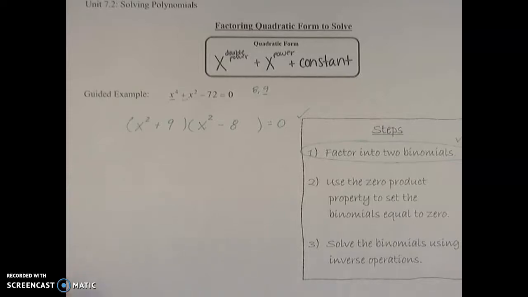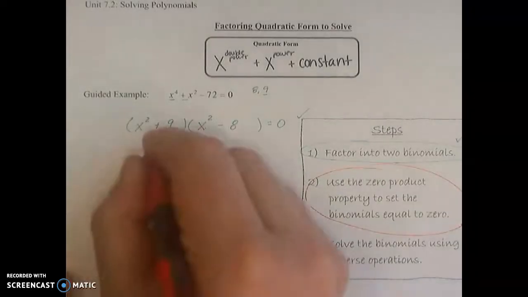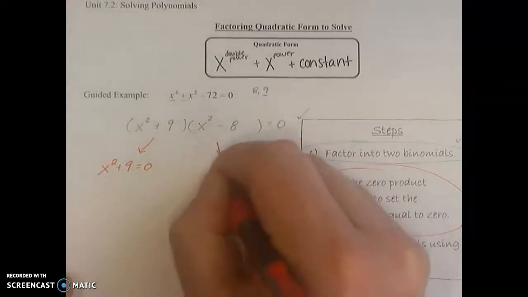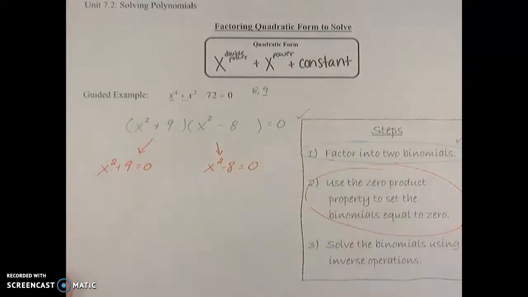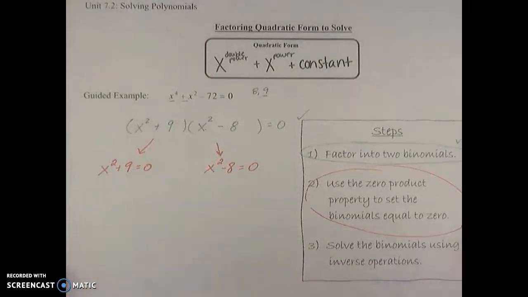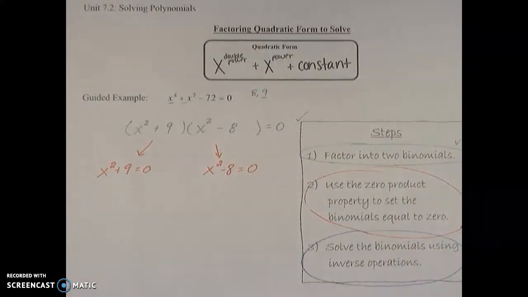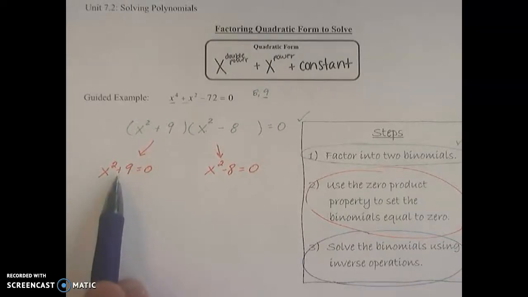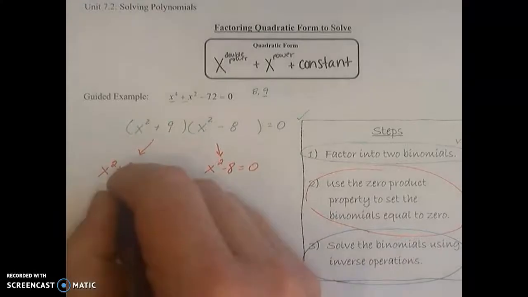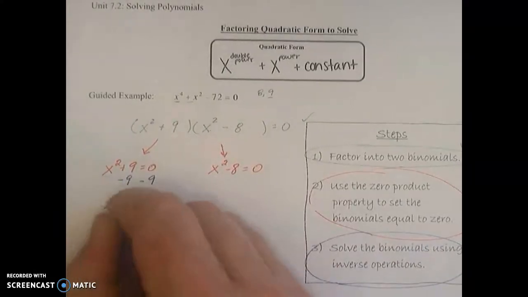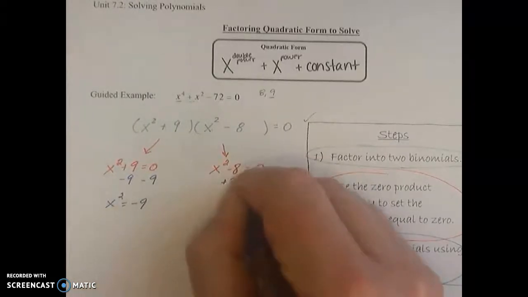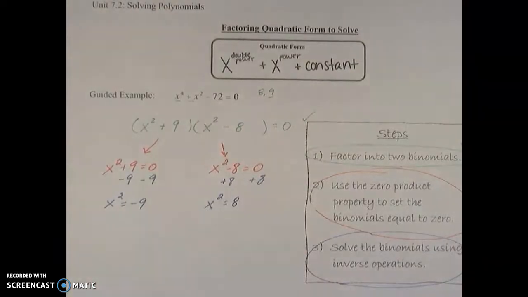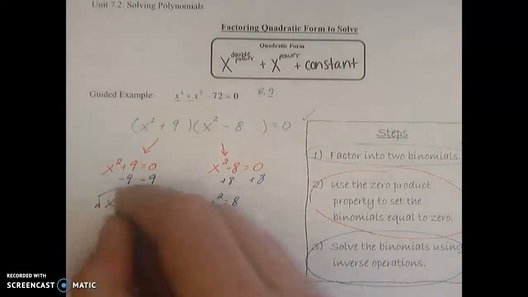Our next step, we're going to use the zero product property to set these equal to 0. Well, here goes the first factor equal to 0. Here goes our second factor equal to 0. And now we get to solve. Okay, we're going to use our inverse operations. Remember, when there's no middle term, quote unquote, or another term that just has an x, so we have an x squared and a number, all that's left is to get the numbers on one side, the x squareds on the other. So subtracting 9 from this, adding 8 to the other. And then we want to solve for x. Right now we have an x squared. We're going to take the square root of both sides.